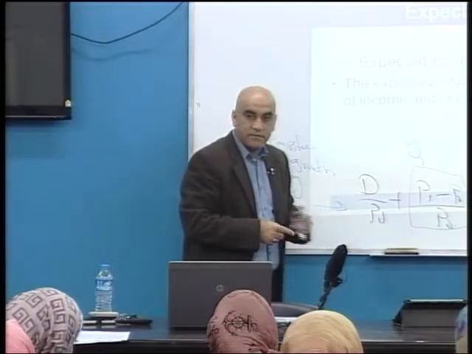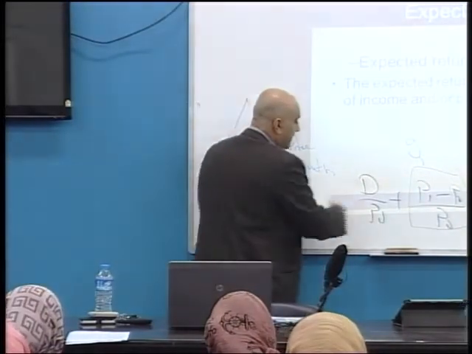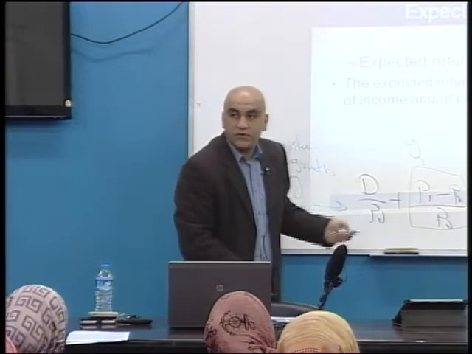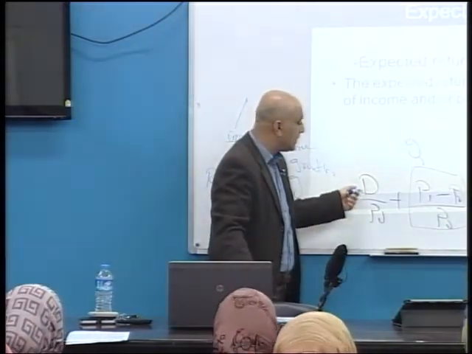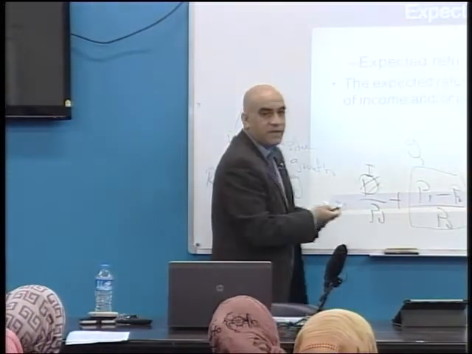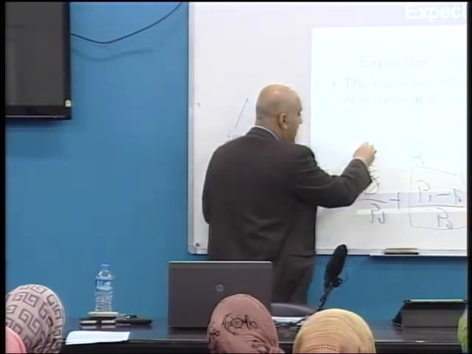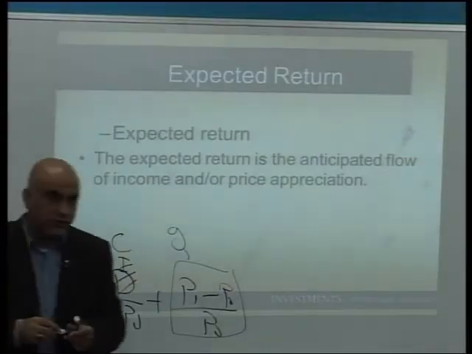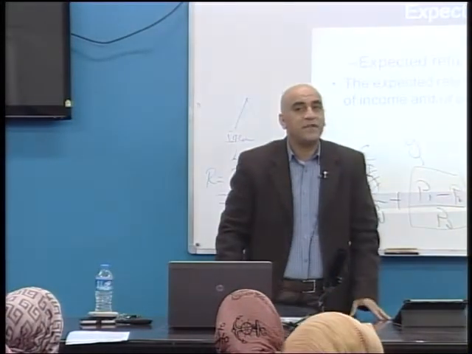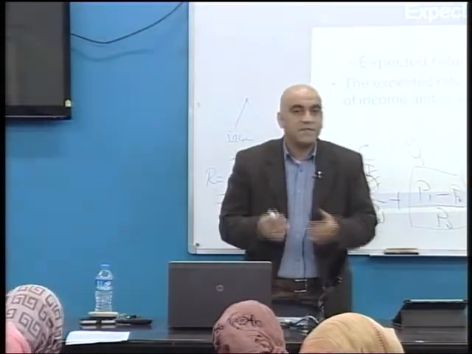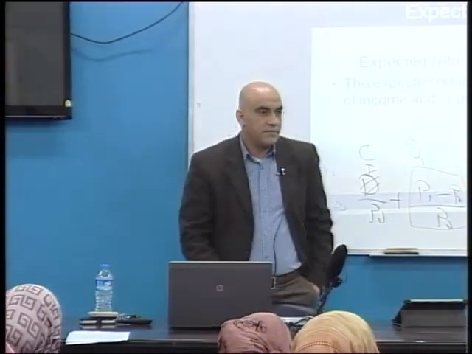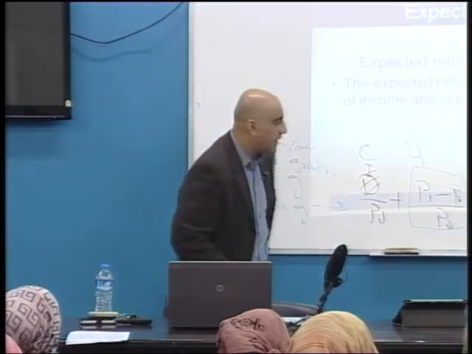D is the dividends. And this is for stocks, but if we are talking about debts, you just replace this by interest, or if you are talking about bonds, replace this by coupon rates. The growth is an indicator for the capital gains, which is the difference between the selling price and buying price. Okay?